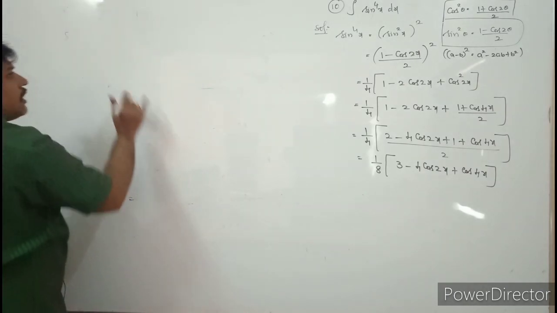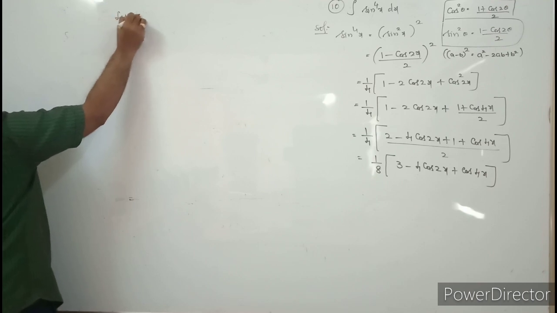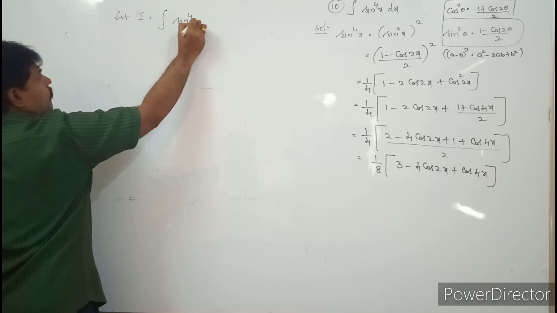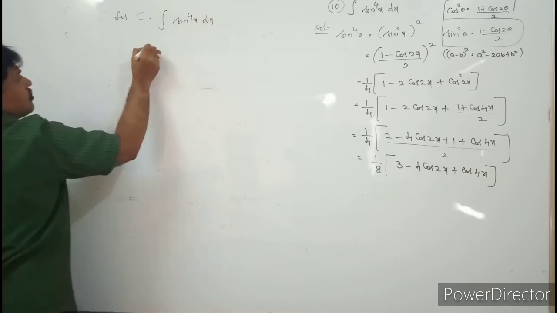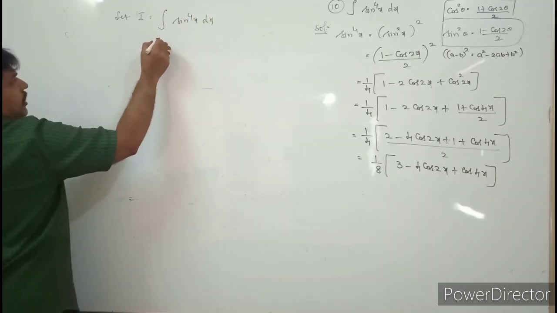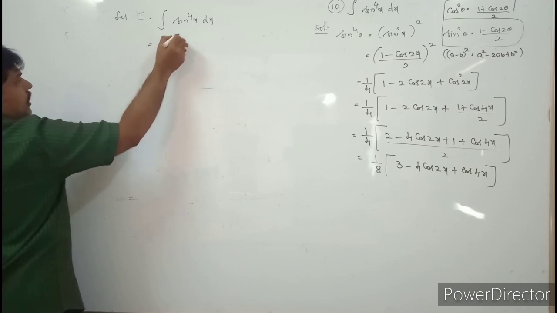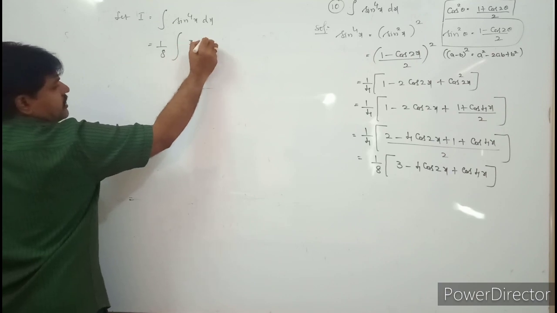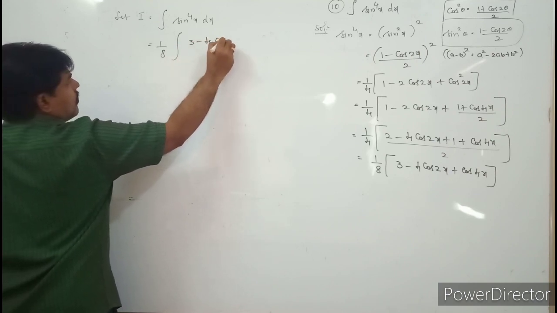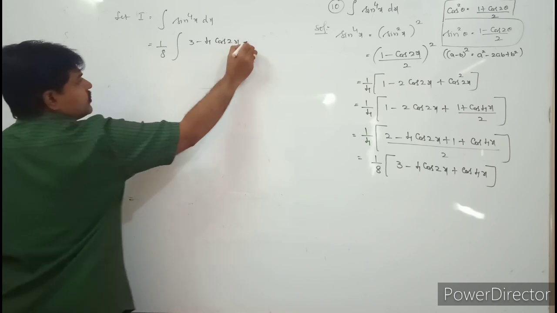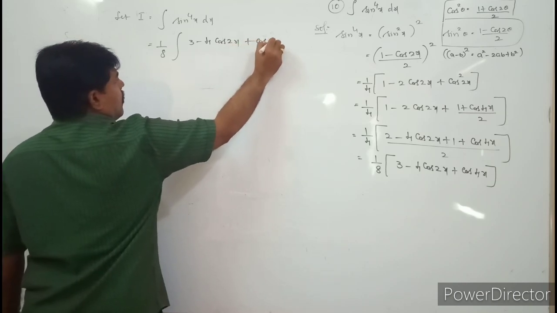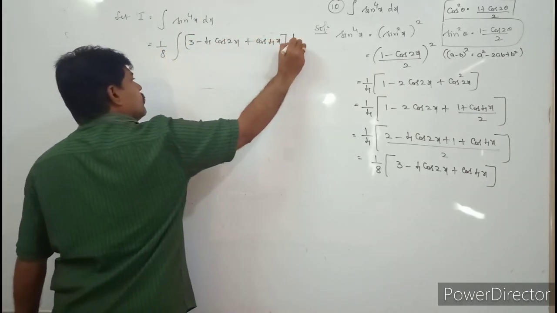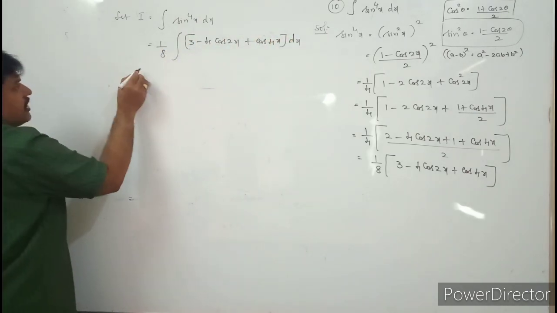So let I be equal to the integral of sin^4 x dx. That is equal to 1/8 times the integral of (3 minus 4 cos 2x plus cos 4x) dx. So separate the terms here, students.